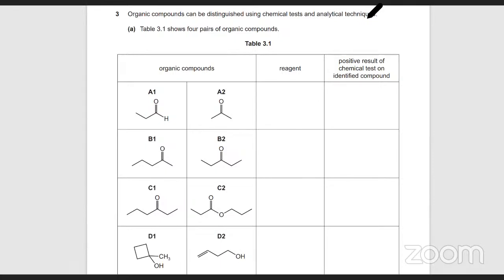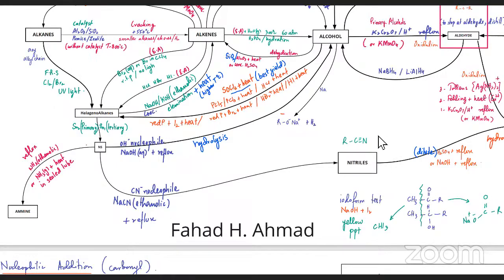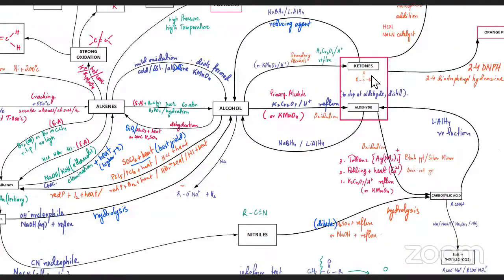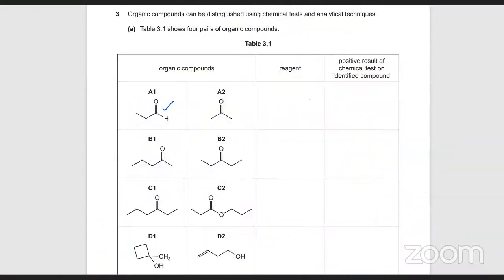First one, aldehyde and ketone. What's the difference between an aldehyde and a ketone? Aldehyde में क्या होता है? It gets oxidized to form carboxylic acids. Ketones, they don't get oxidized. तो ये बस difference है. तो aldehyde में क्या लिखोगे कि the first one is an aldehyde, this one is a ketone.